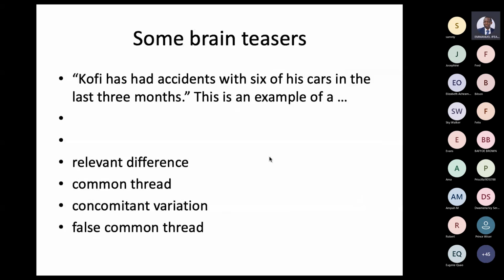Now, let's entertain ourselves again with some exercises. Kofi has had accidents with 6 of his cars in the last 3 months. This is an example of what?